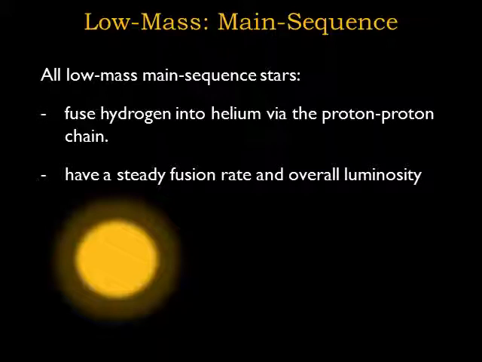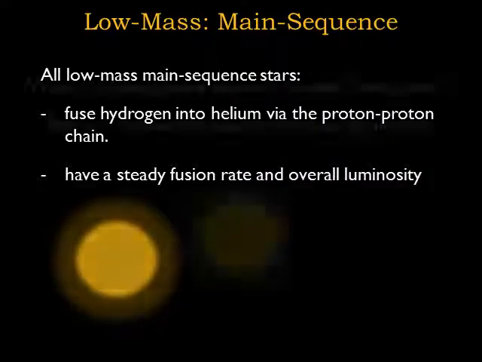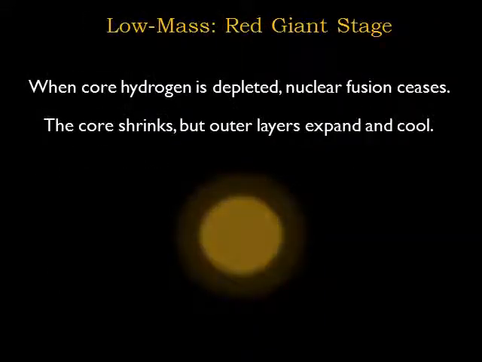As we learned earlier, the Sun slowly and steadily fuses hydrogen into helium via the proton-proton chain. Gravitational equilibrium and energy balance work together to keep the Sun's fusion rate and overall luminosity quite steady. This is the case for all low-mass main sequence stars. A star like our Sun will happily fuse hydrogen into helium for about 10 billion years. But once its hydrogen is finally depleted, nuclear fusion will cease.